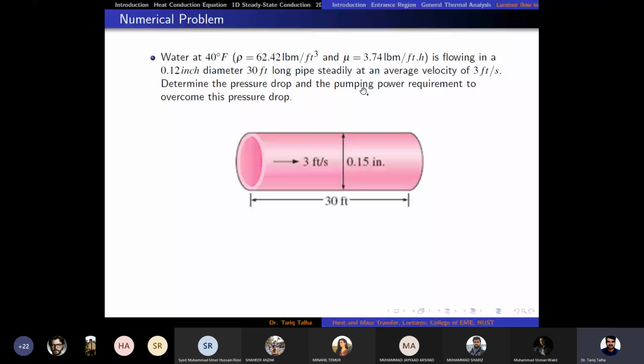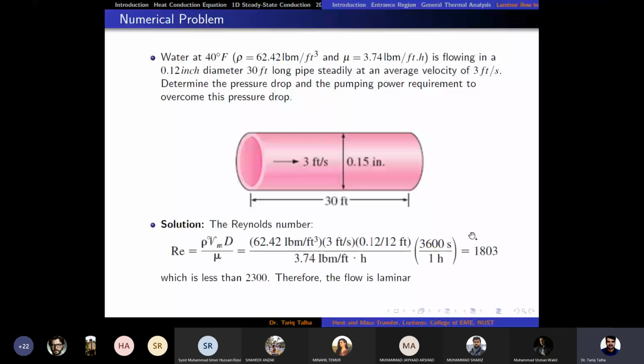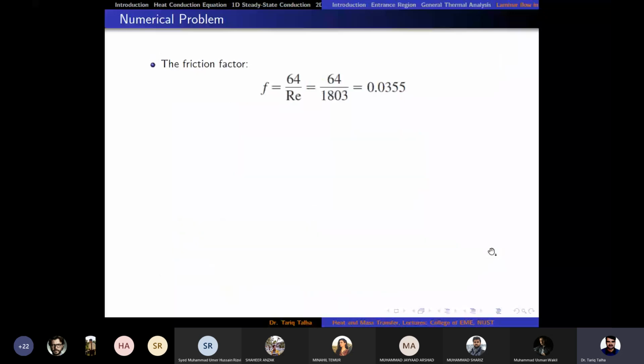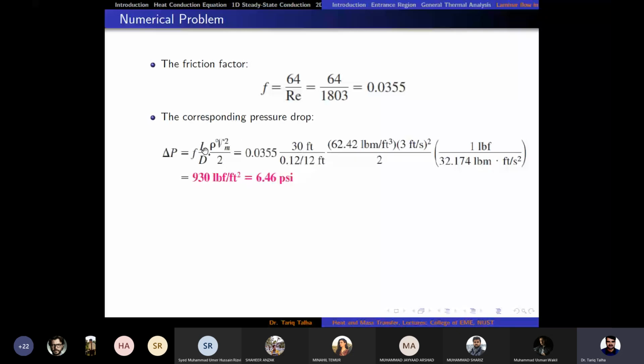Very simple. First of all, we calculate the Reynolds number. If the Reynolds number is less than 2300, we can calculate the friction factor, which is 64 upon Reynolds number. So the friction factor comes out to be 64 divided by 1803, which is 0.0355. Now delta P is equal to f L over D times rho Vm squared upon 2. Now, in the previous slide it was mu, so that was wrong. That was incorrect. It should be rho here. The f value we have just calculated.